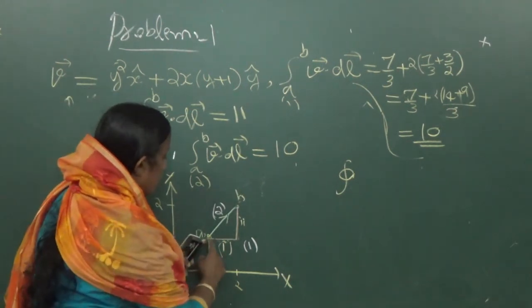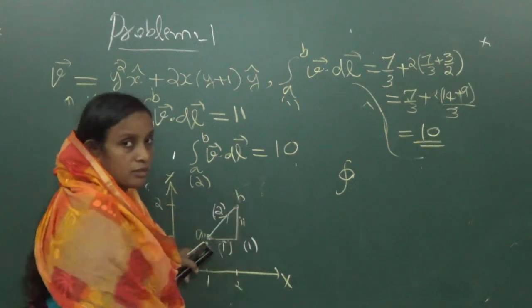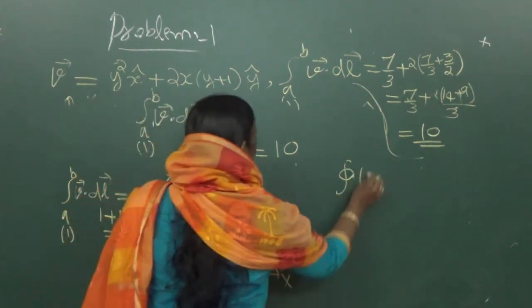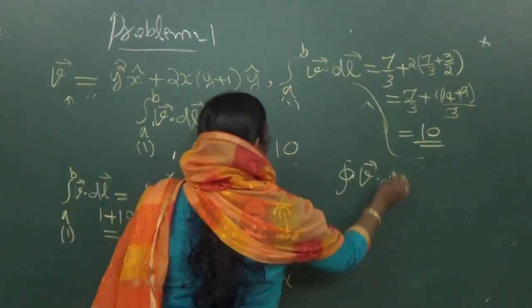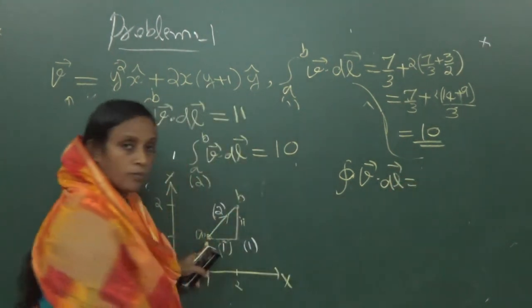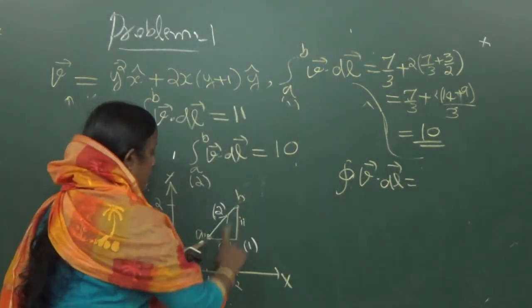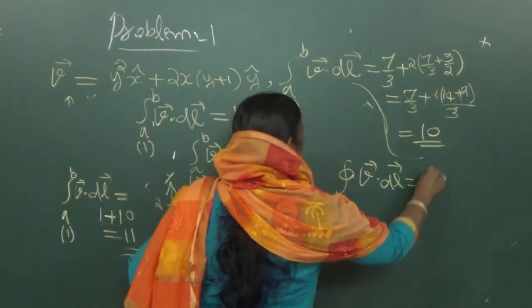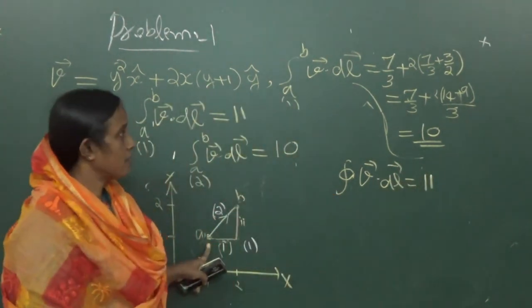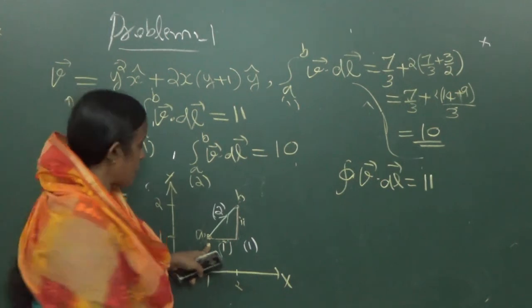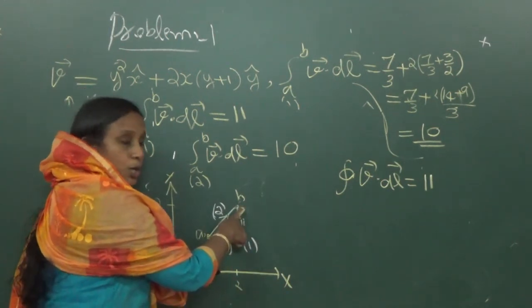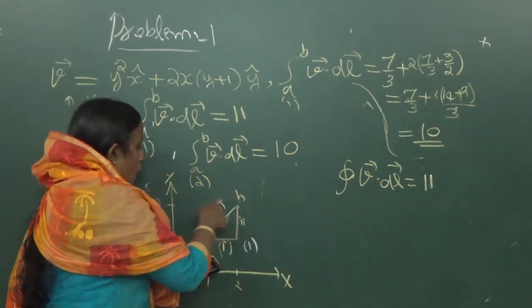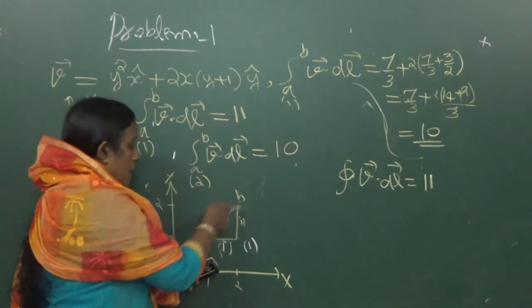So you start from A along path 1. This v dot dl equals, you start from A to B along path 1, which gives you the integration as 11. Then when you reach B, you return to A along path 2.